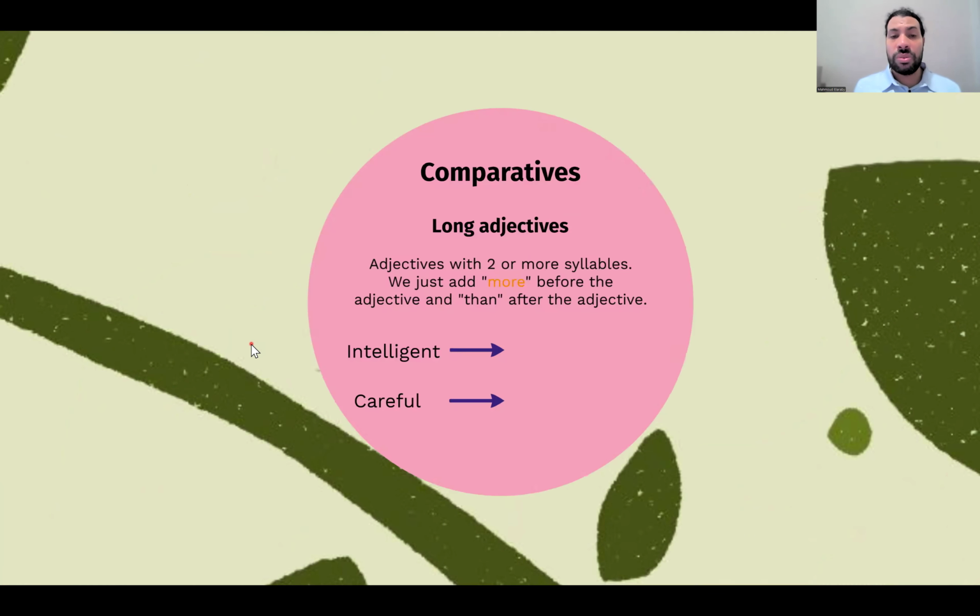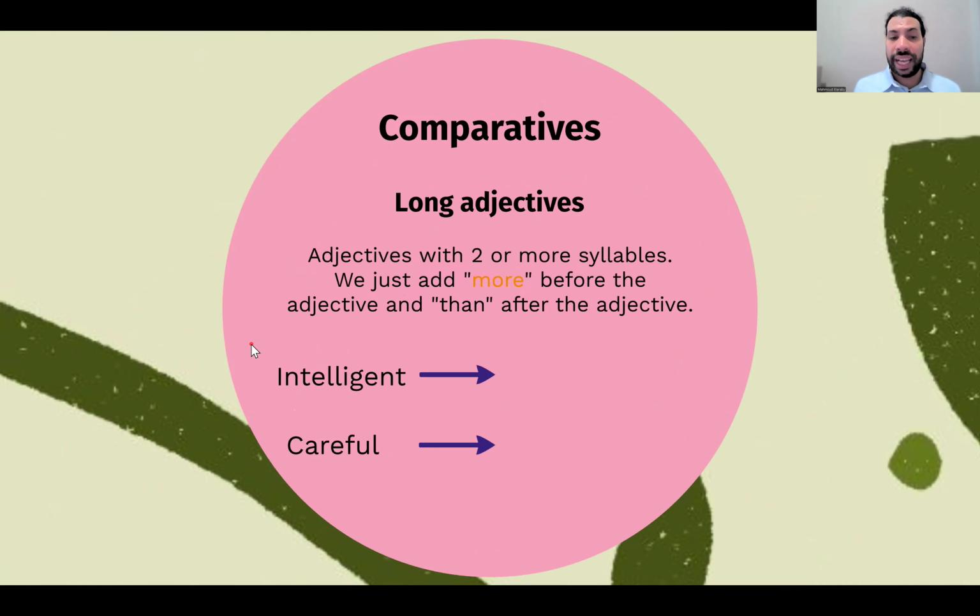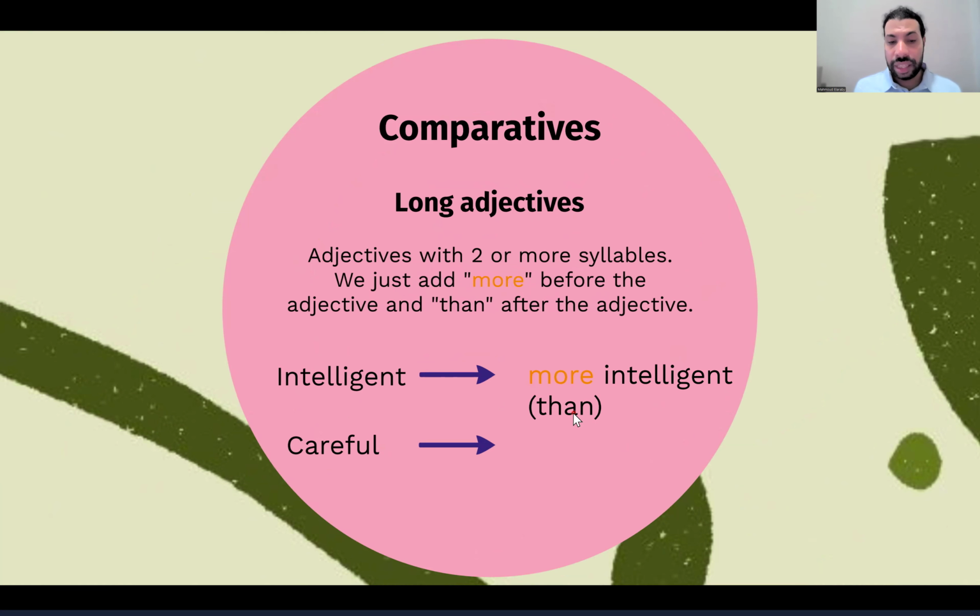Okay, coming now to the comparative with the long adjectives. Intelligent, as we said, we use more and than. Careful, more and than as well. For example, Ali is more intelligent than Huda. My father is more careful than my mother. Isn't it true?